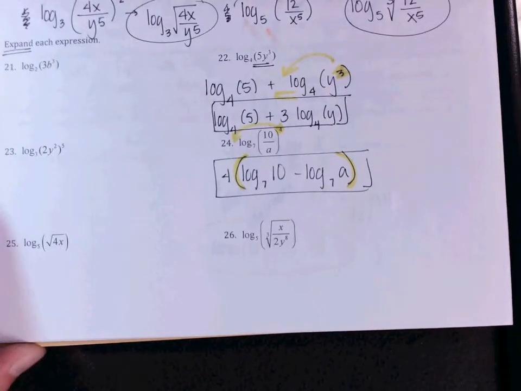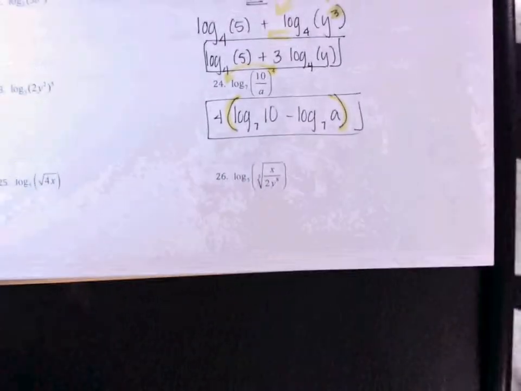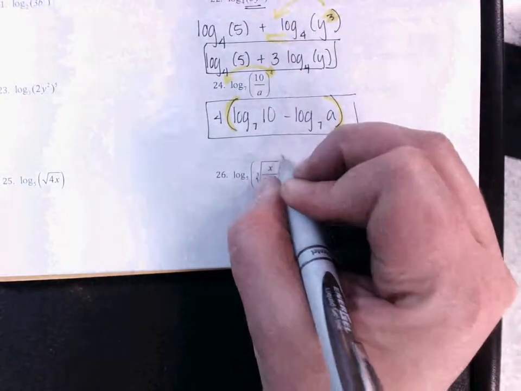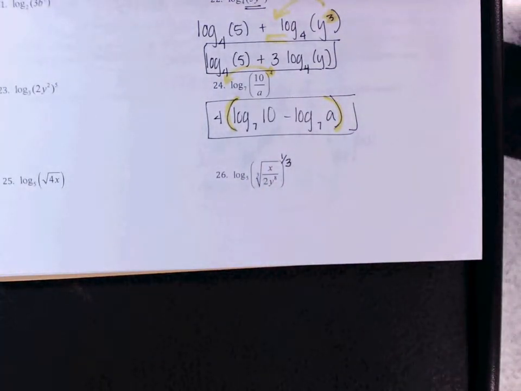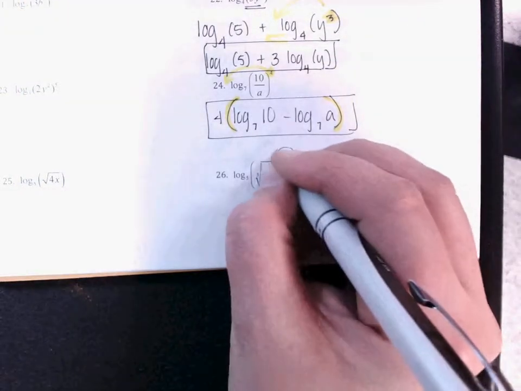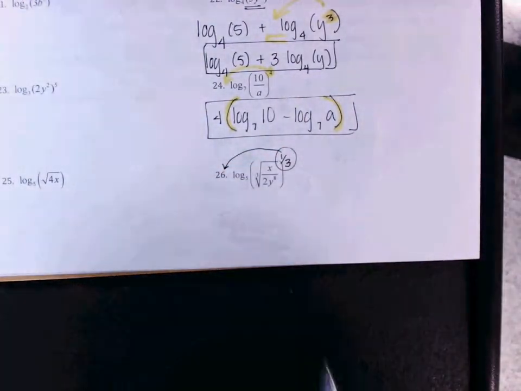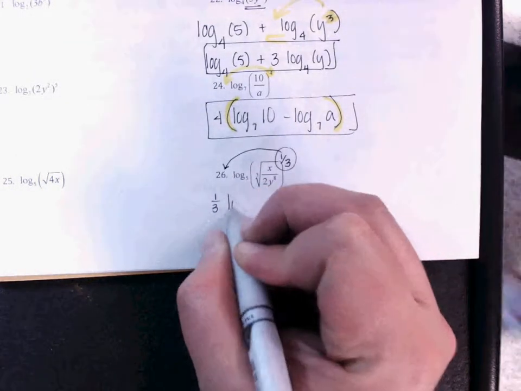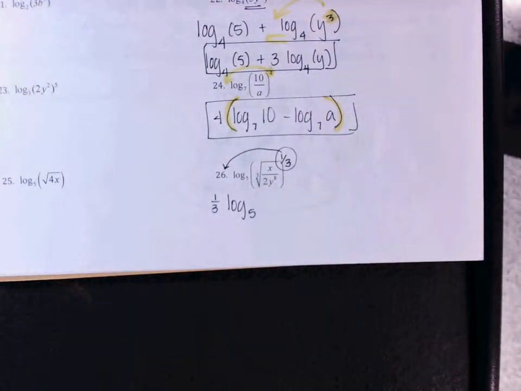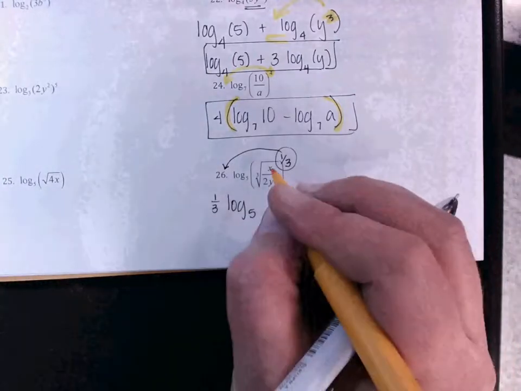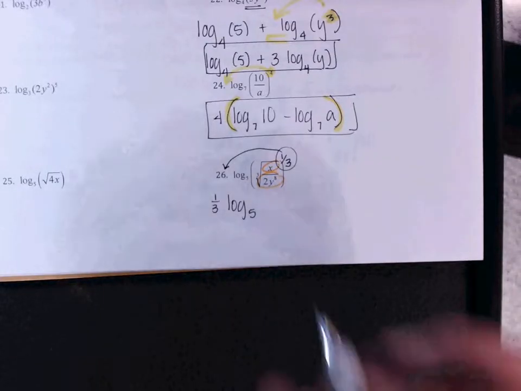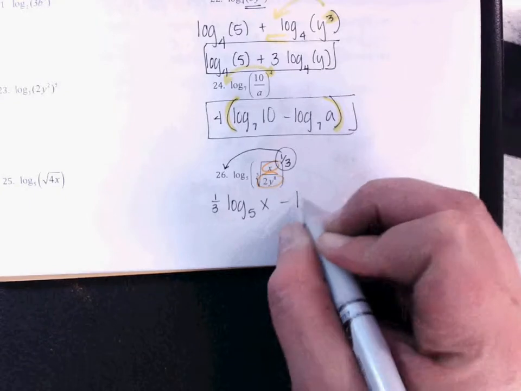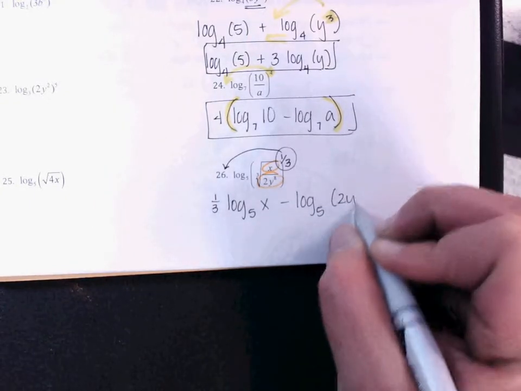Okay, last one, 26. Okay, first thing I'm going to do is I notice it's a cube root. That's the same as a 1/3. So I'm going to move it up as a 1/3 and then bring it down to the front. So my 1/3 is going to come down here. So I have 1/3 in the front, log base 5. And then how will I split up the x and the 2y^8? Addition or subtraction? Oh, subtraction. Subtraction. So I have log base 5 of x minus log base 5 of 2y^8.